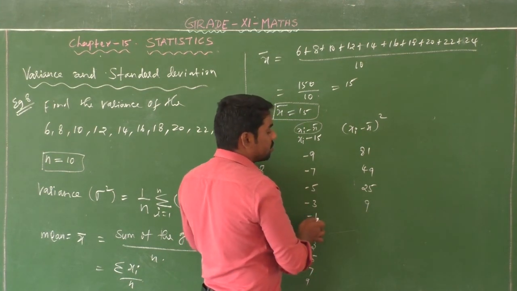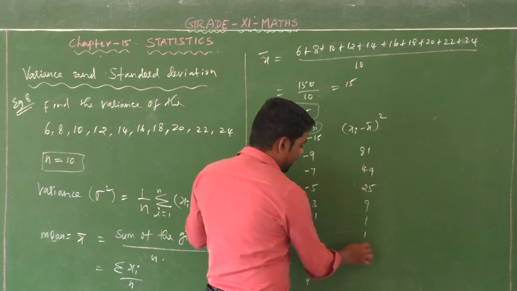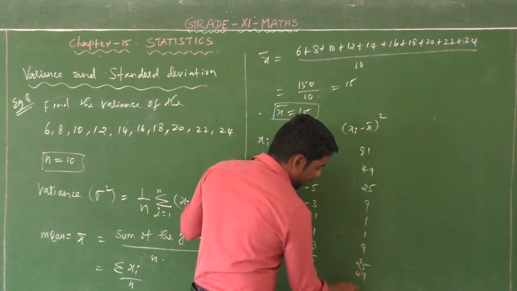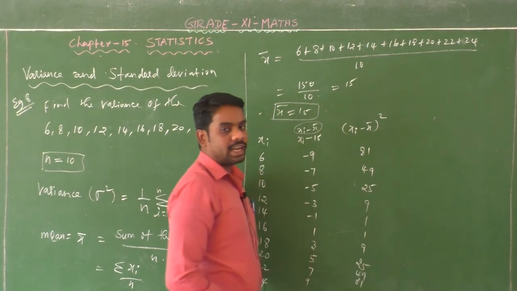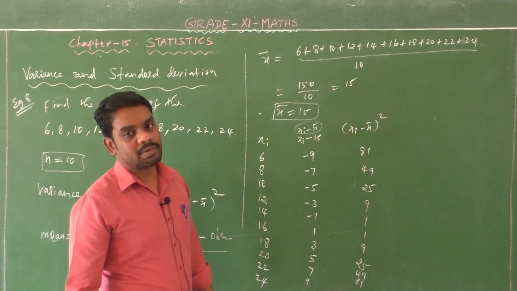Minus 1 the whole square is plus 1. 1 squared is 1, 3 squared is 9, 5 squared is 25, 7 squared is 49, and 9 squared is 81. This is xi minus x bar the whole square.